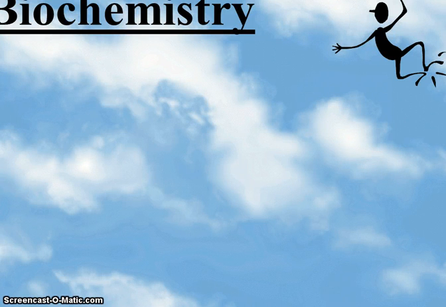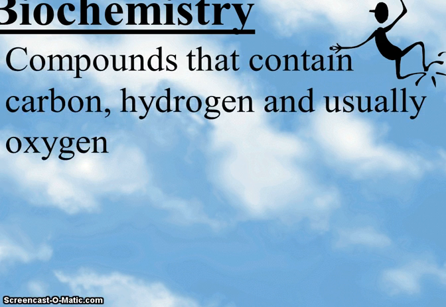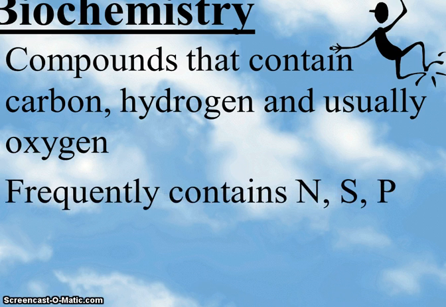When we look at the word biochemistry, we actually see two different words. We've got bio and we've got chemistry. So biochemistry deals with the chemistry of living organisms. And when we talk about the chemistry of living organisms, the compounds in those living organisms contain carbon atoms, hydrogen atoms, and usually oxygen atoms. In addition, they frequently contain nitrogen, sulfur, and phosphorus atoms as well.